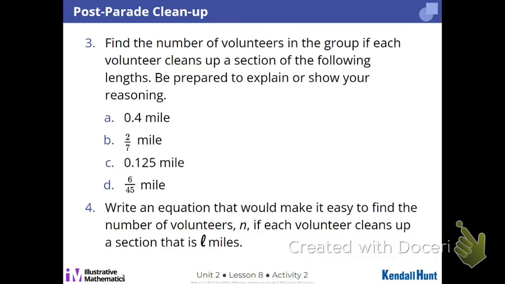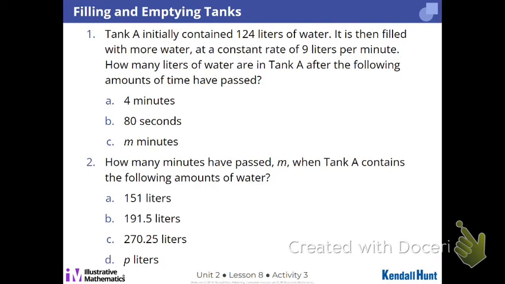We're going to do another one. We're going to get a little extra constant in there. We've got a tank of water, and it's got 124 liters, and it's gaining 9 liters per minute. It's your job to say how much is in there after 4 minutes, 80 seconds. And then you're going to go the other way. You're going to go liters to minutes as well, and we're going to compare the two equations that we make using the situation. This one might take a little longer, maybe like 5-6 minutes.